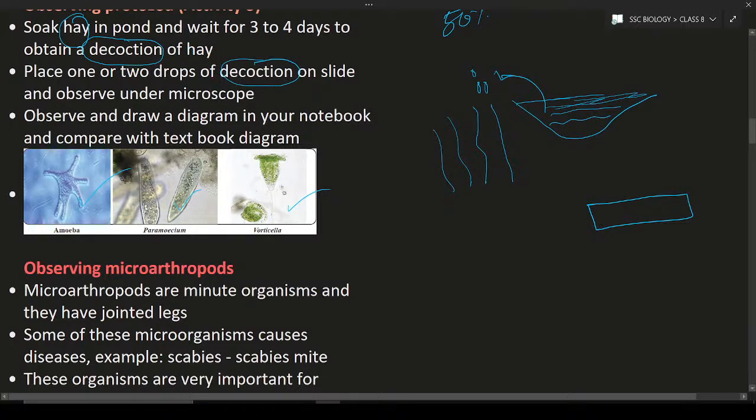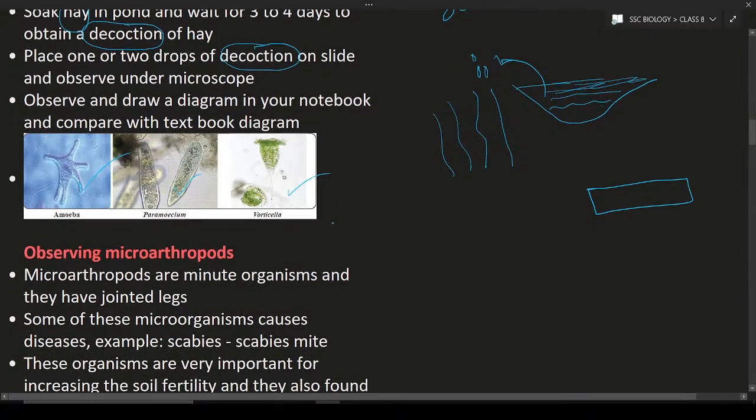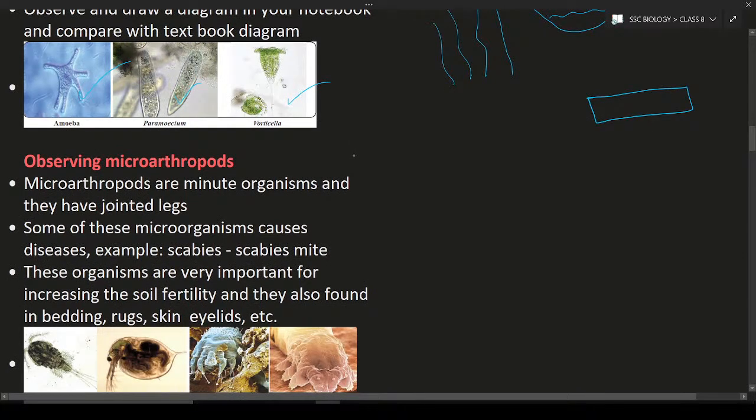So next one is observing microarthropods. In the last classes also we have discussed what is meant by arthropod. Arthropods are nothing but minute organisms. Minute means very, very tiny. These tiny organisms are known as microarthropods.